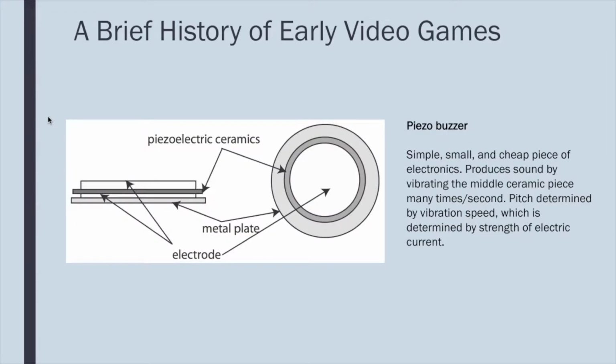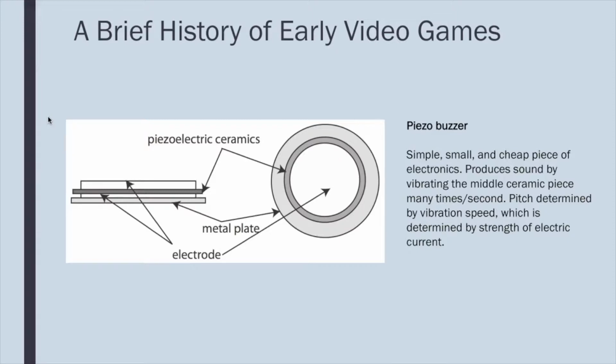So the simplest way that you might produce a little bit of a tone for your video game is what's called a piezo buzzer. This image is from one of Karen Collins's articles on early game sound. This is the top view on the right, a circular piezo element, and then the side view on the left. And these are very, very thin. You can watch for another video where I'll actually demonstrate how a piezo buzzer works.